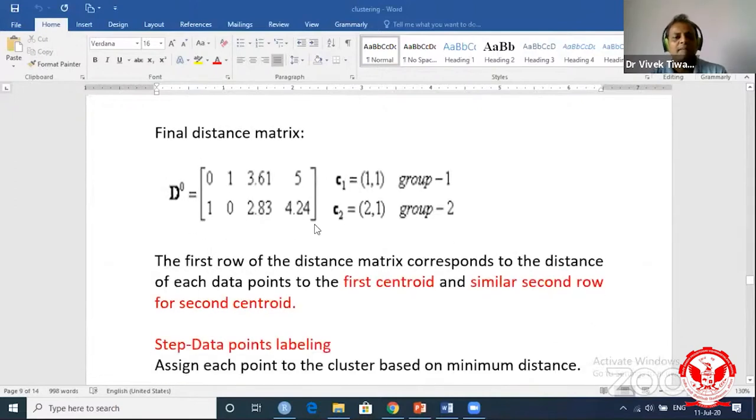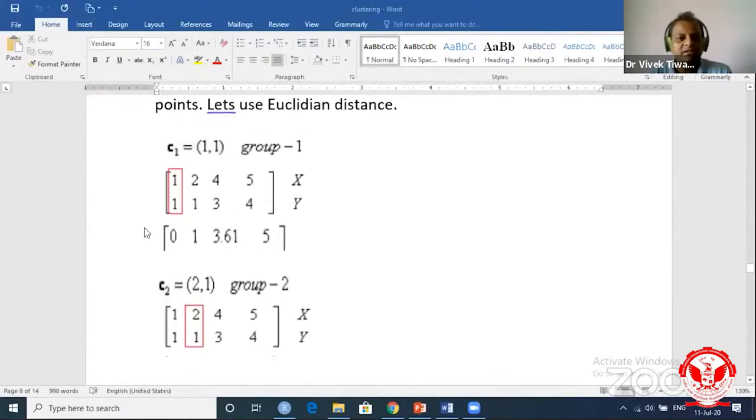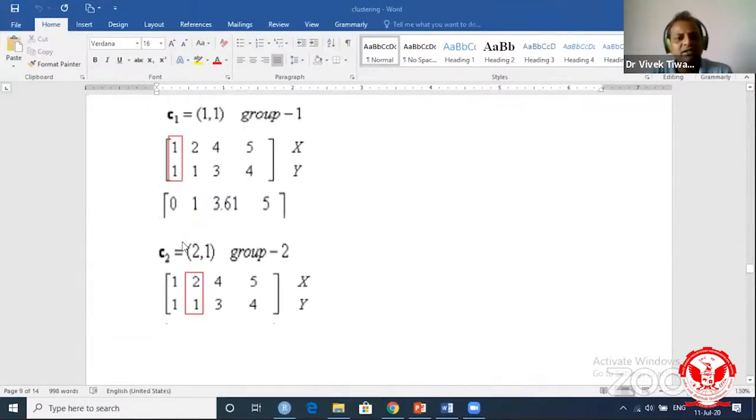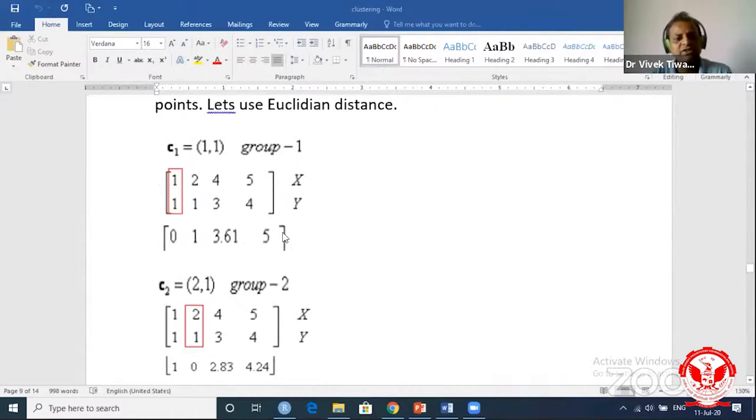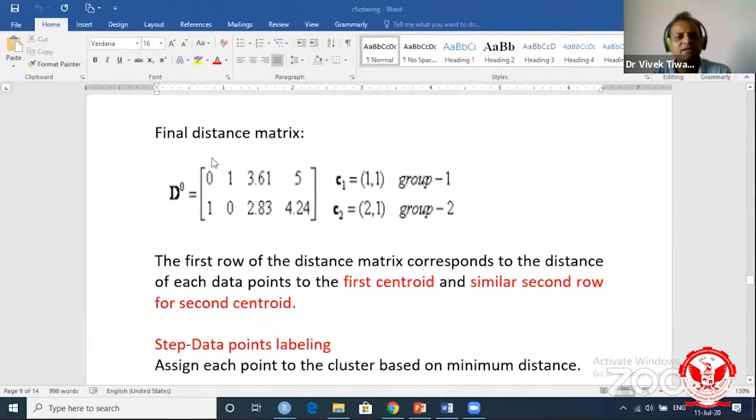Okay, so now I have to create a distance matrix. The final distance matrix is over here. When you implement the algorithm, you have to create the distance matrix. In R, there is the concept of a data frame. A data frame is a data structure you can use to store the data and the distances also. These are the distances with respect to centroid 1. This is the distance with respect to centroid 2. I combine those distances to make the distance matrix.